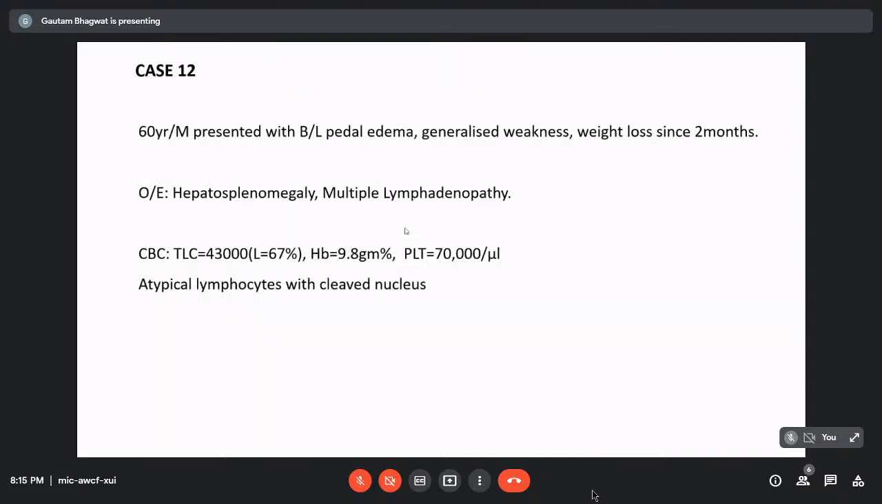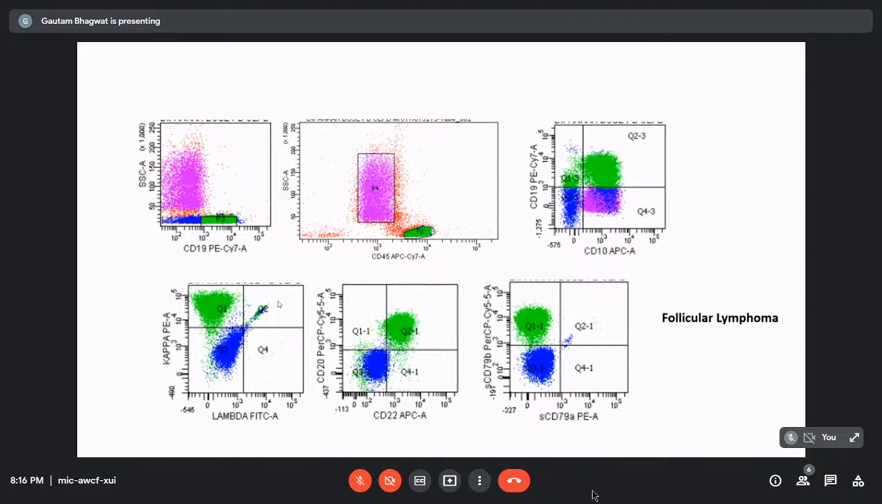A case, 60 years old male, bilateral pedal edema, hepatosplenomegaly, multiple lymphadenopathy, high absolute lymphocyte count, atypical lymphocytes with cleaved nucleus. Now morphology can suggest what the diagnosis is, but flow cytometry is confirmatory. And here you can see CD19 and CD10 co-expression, but this co-expression is on the cells which are CD45 bright. Had the cells of interest been dim for CD45, I would have called it acute leukemia. But because CD45 is present, it is brighter.